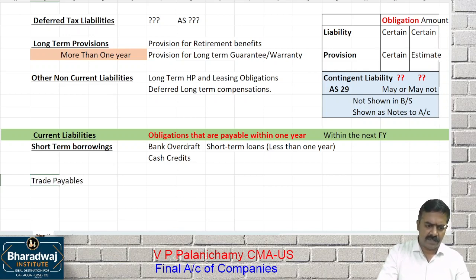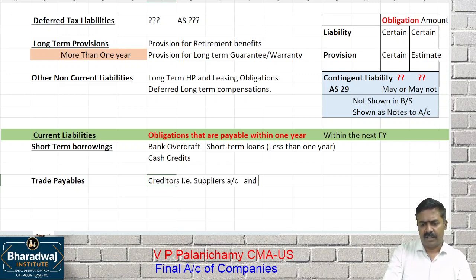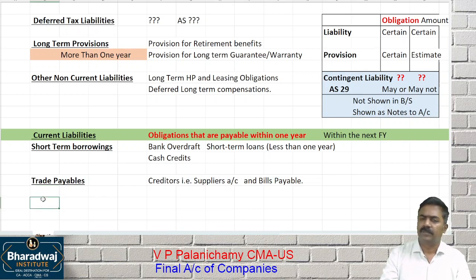Trade payables. You can take it along with me, no need to wait. In the old version, we called them which one? Creditors, that is suppliers. And bills payable. Acceptances payable. They are called trade payables. What is the next one?